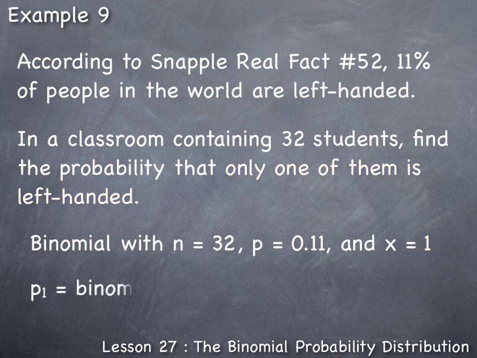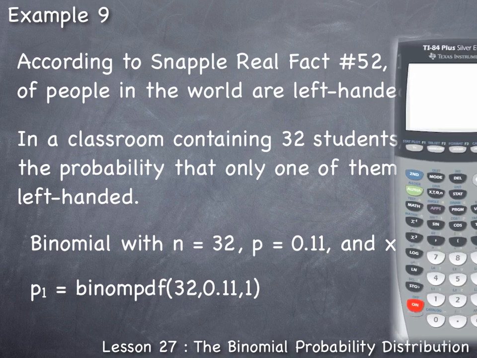So the probability that there's just one left-handed student in that classroom, we could use the binomPDF command on the TI-84 calculator using n equals 32 for the total number of students and p equals 0.11 because 11% of the people in the world are left-handed, comma, and then x equals 1 because we're trying to find the probability that only one of those students is left-handed.